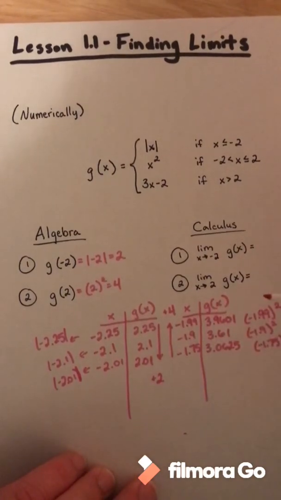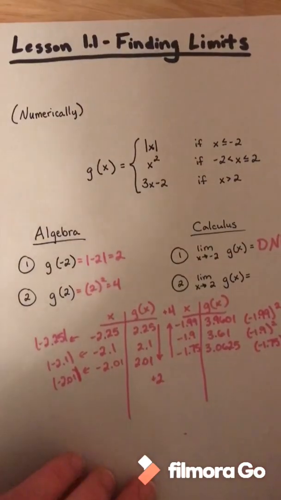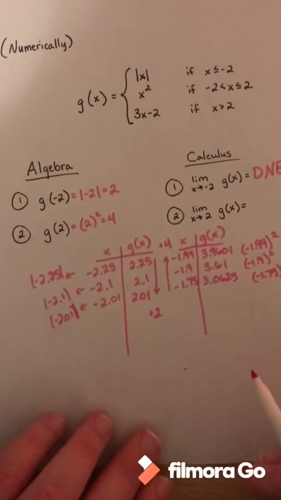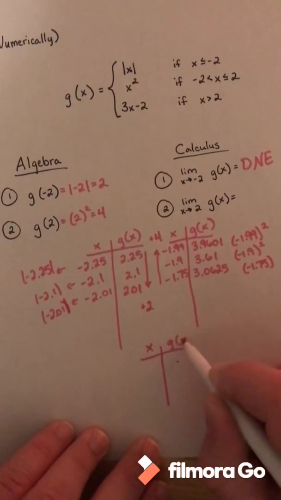Since these two are not the same on both sides, this left side goes to 2, the right side goes to 4, I'm going to say that this limit does not exist. Now I'm going to try the other one and see what happens. Again, I'm just going to make a table of values. So I'm going to make a different table of values so I don't get myself confused.